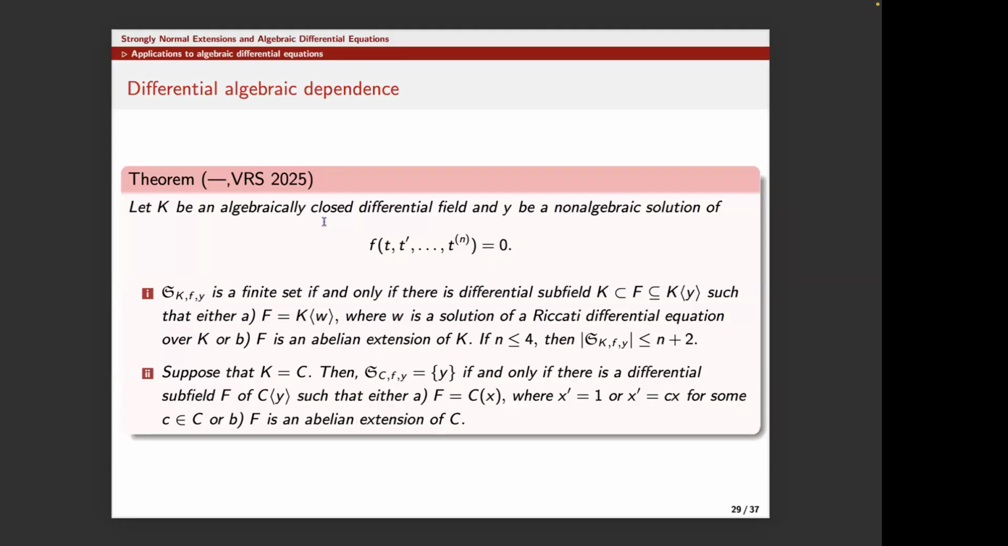And if K has trivial derivation, that is K equal to C, then this set is a singleton if and only if there is a differential subfield F of the solution field Cy, where F is either an abelian extension of C or F equal to Cx, where x prime equal to 1 or x prime equal to x. So the second part of the theorem is basically that an autonomous algebraic differential equation over C has either one or infinitely many algebraically independent solutions.